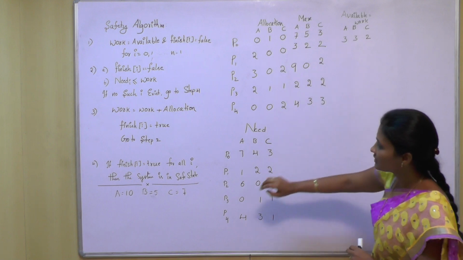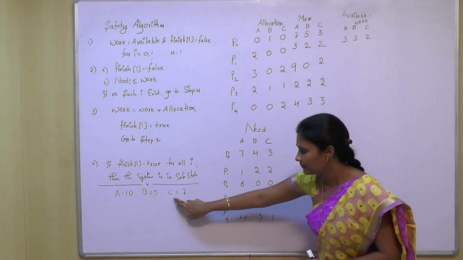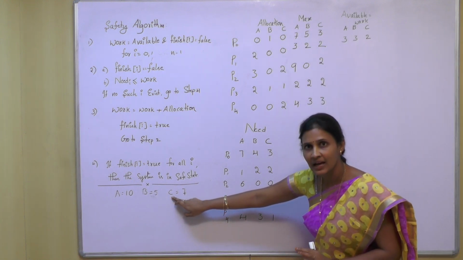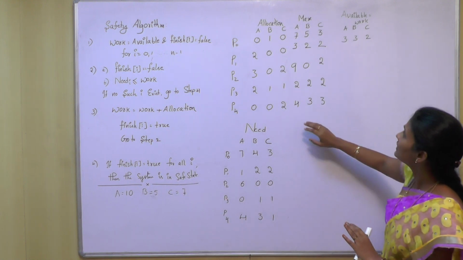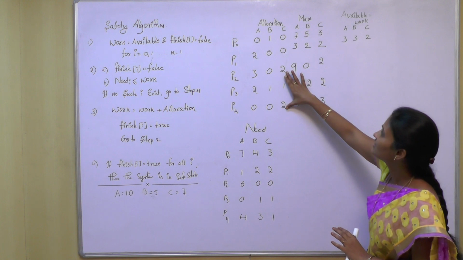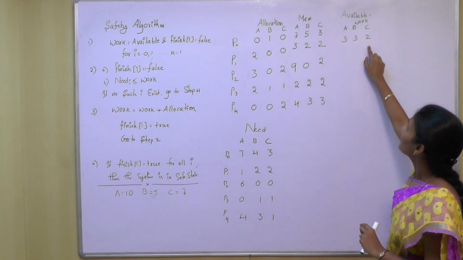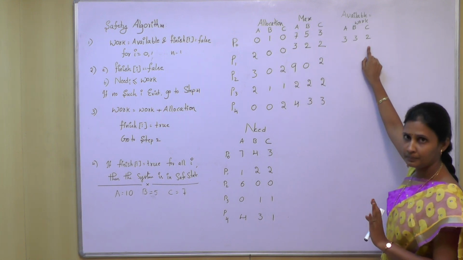Now coming to resource type C. Resource type C has 7 instances. In these 7 instances, how many are allotted? 5 instances are allotted. The remaining available resources are 2.